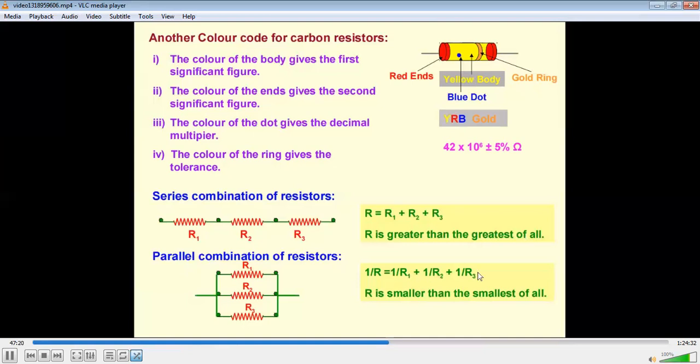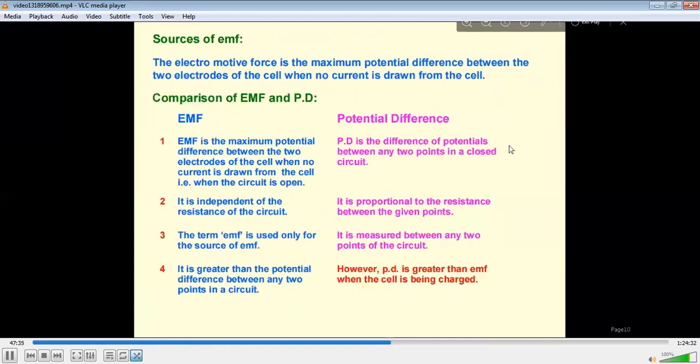And parallel will be what? The first part of all the resistances will be connected with one point, and the last part of all the resistances will be connected with another second point. Then we get the parallel combination. So the equivalent resistance will be measured with this.